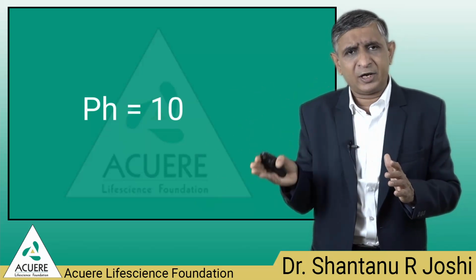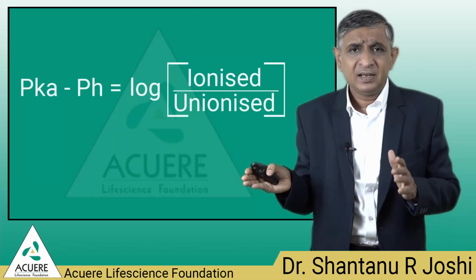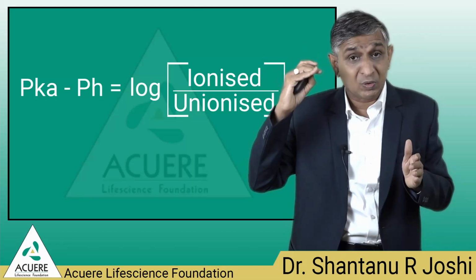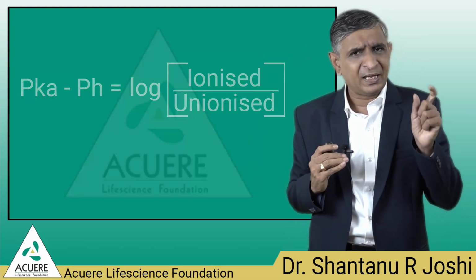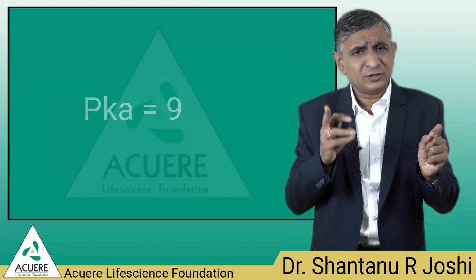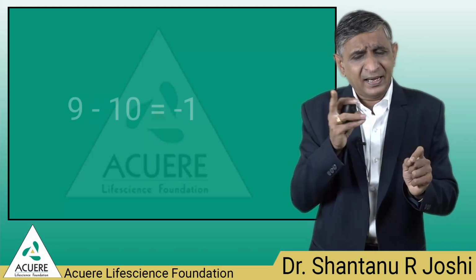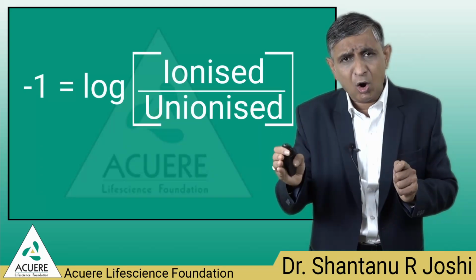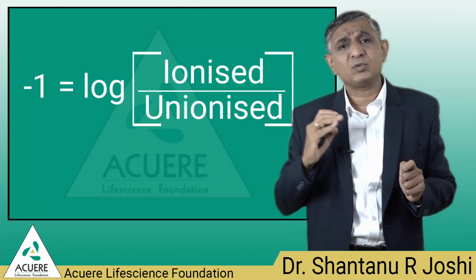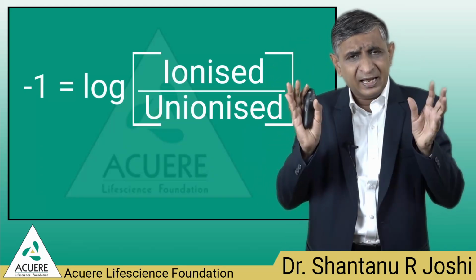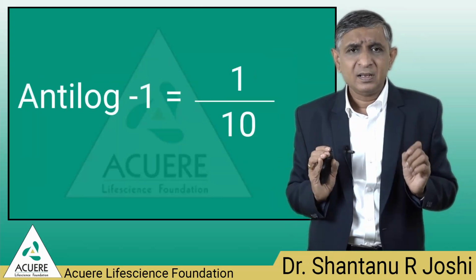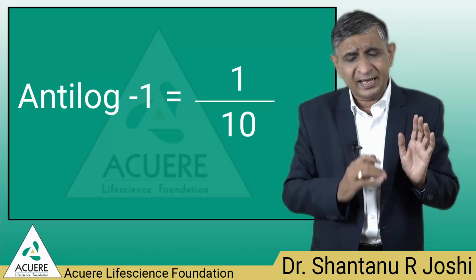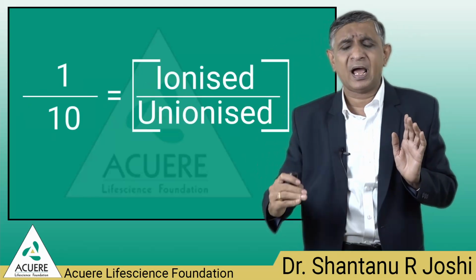Now according to our equation for the weak bases, it is pK minus pH is equal to log of ionized to unionized. Now the pK value of the drug is 9, pH of the medium is 10, 9 minus 10 comes down to minus 1. Now minus 1 is equal to log of ionized to unionized. Again the same, taking antilog of both the sides. Antilog of minus 1 is equal to 1 upon 10. 1 upon 10 is equal to ionized upon unionized.